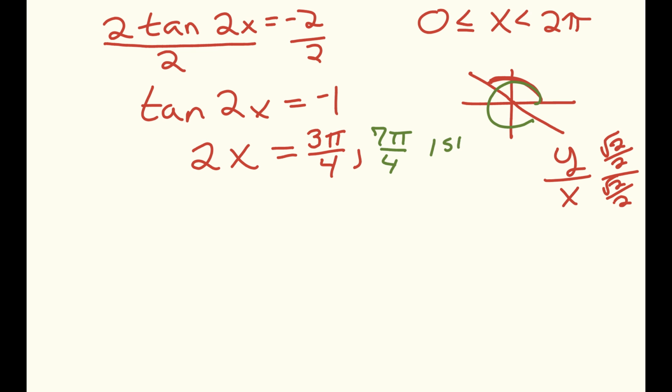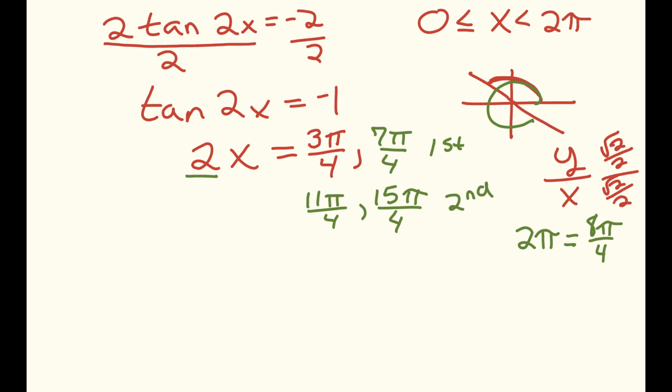So this is my first time around the unit circle. I have a 2, which means I need to go around one more time. So I have to add 2 pi, and I'll go off to the side like before and get my common denominator. So 2 pi in fourths would be 8 pi over 4. I'm going to add that to both angles, so 3 pi over 4 plus 8 pi over 4 is 11 pi over 4. And 7 pi over 4 plus 8 pi over 4 is 15 pi over 4. So that is my second time around the unit circle. I only have to go around 2 times because there's a 2.